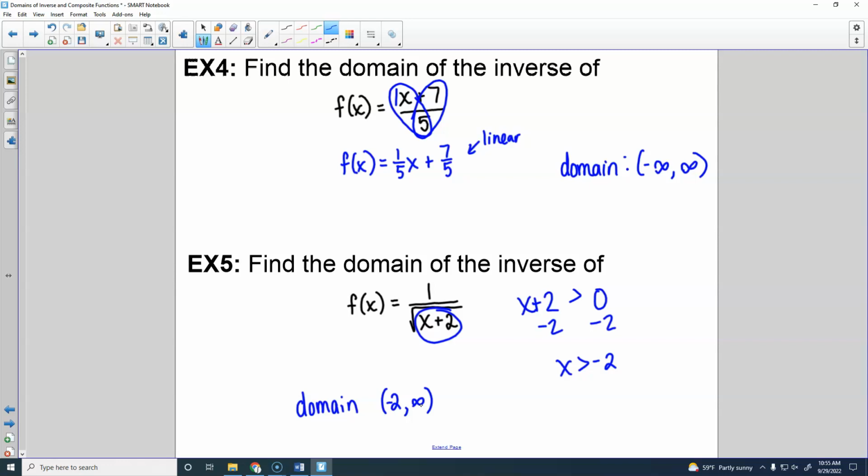Is range negative infinity to positive infinity? I probably won't ask you for range for this because we don't have a picture of what that looks like in our head. So I probably won't ask you for that.